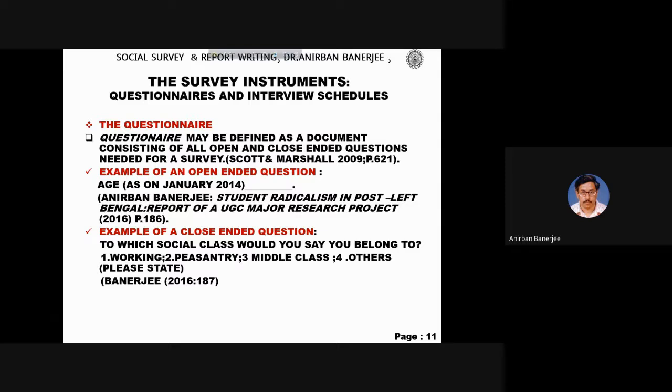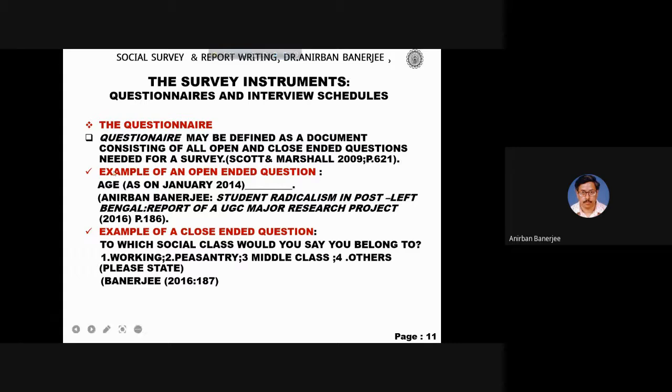Now, we were discussing survey. So, now let's look at the survey instruments. The questionnaire is one survey instrument. It may be defined as a document consisting of all open-ended and close-ended questions needed for a survey.